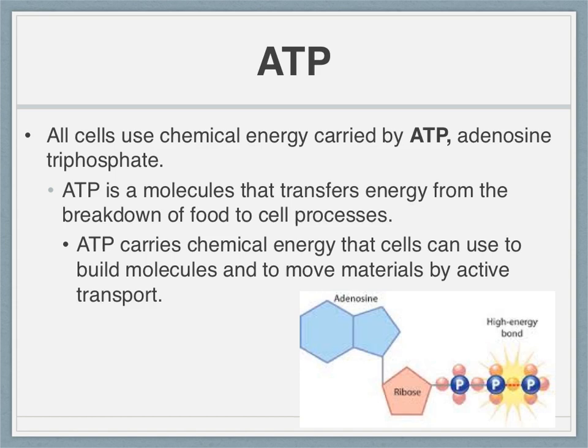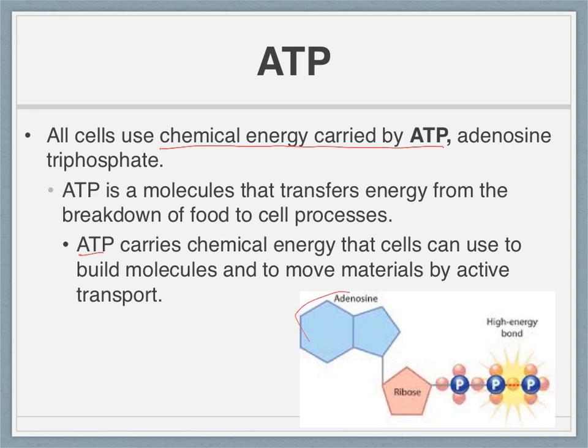ATP is the molecule that cells use for energy. All cells use chemical energy carried by ATP, or adenosine triphosphate. ATP is a molecule that transfers energy from food being broken down into cell processes, metabolic reactions that would be required by the cell. ATP carries chemical energy that cells can use to build molecules and move materials by active transport. So it's the molecule that's necessary to provide energy for metabolic reactions.